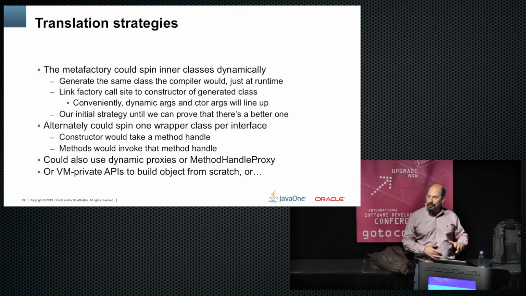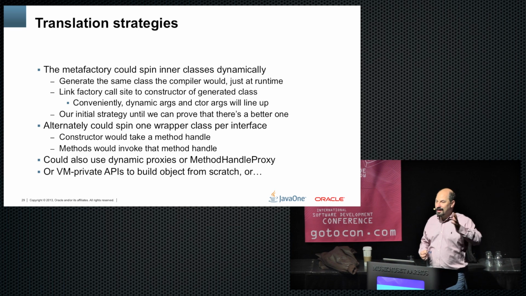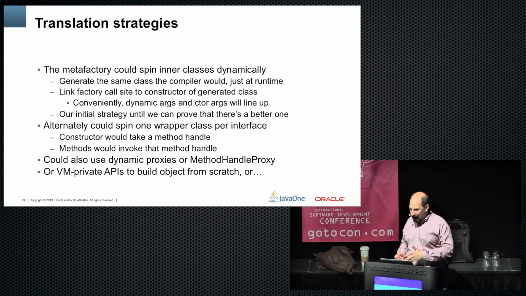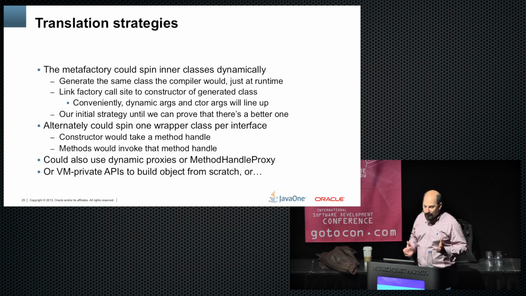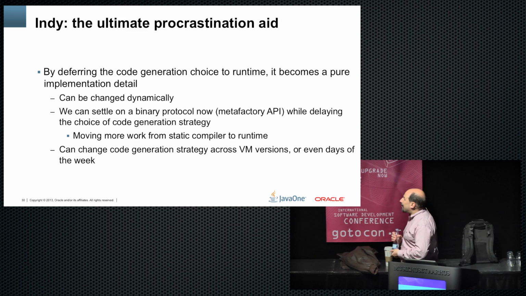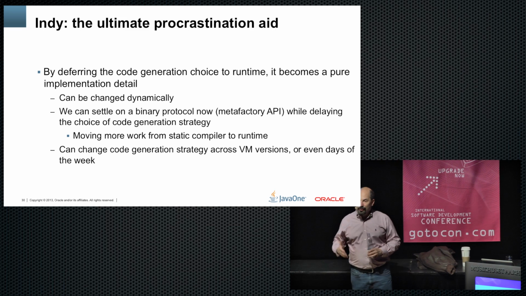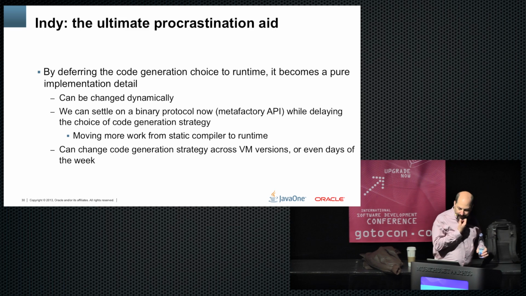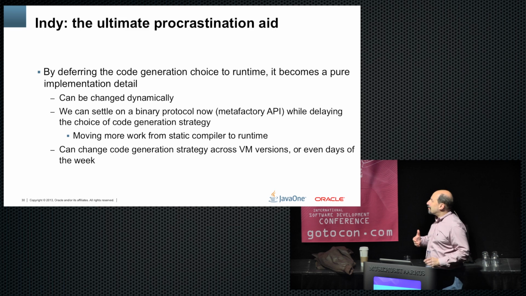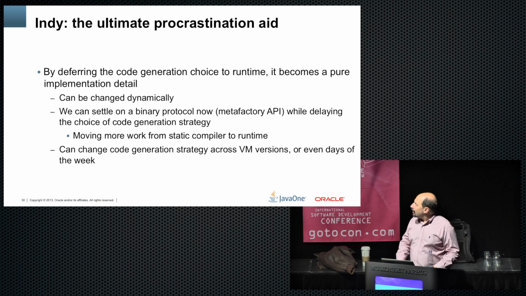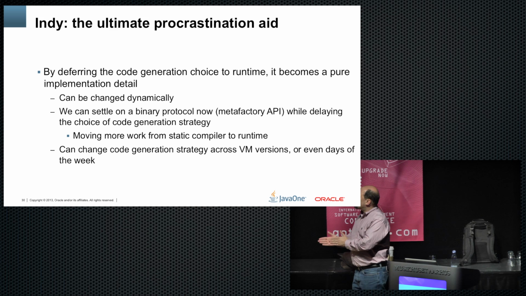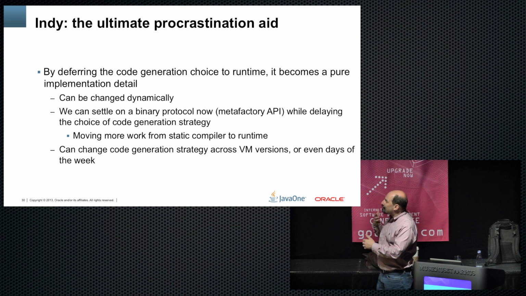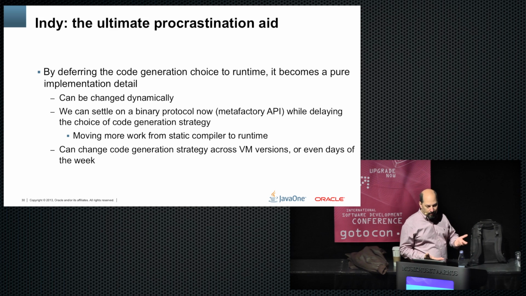And that's something that we don't have to do in a major update of Java. We could do that in 8.0.1, because it's just an implementation detail. We could also use other techniques like dynamic proxies, method handle proxies, VM-private APIs, or whatever we can do to make this translation as fast as possible. What using invokedynamic gave us here is the option to defer the choice of code generation strategy to runtime. Therefore it becomes a pure implementation detail, something that we can change from version to version, from day to day. We settle on our binary protocol now, which is, here is the API for this invokedynamic bootstrap, but we haven't burned the choice of implementation strategy into the bytecode.